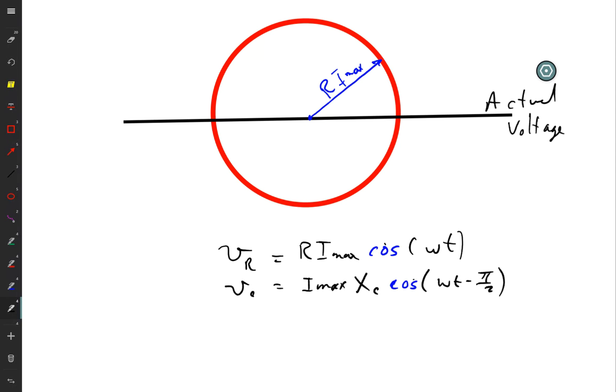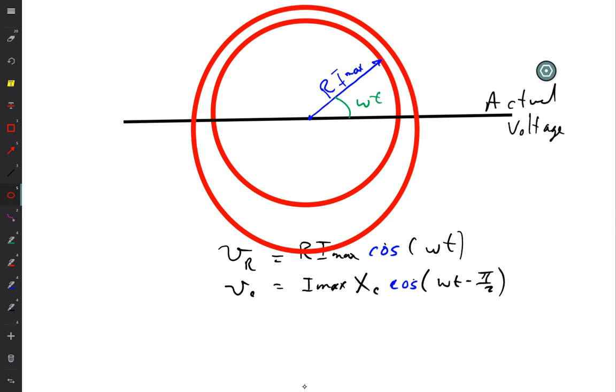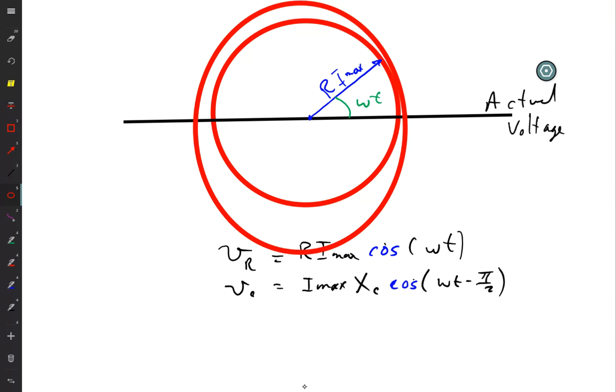Okay, so now I have this angle is omega t, and the horizontal part is going to be i max R times cosine of omega t. And the vertical part is, I don't care. Right? All I care about is the horizontal part. Now, what about the voltage across the capacitor? For the capacitor, I'm going to have a different circle. So let me make a bigger circle or a different circle. Perfect. Okay.